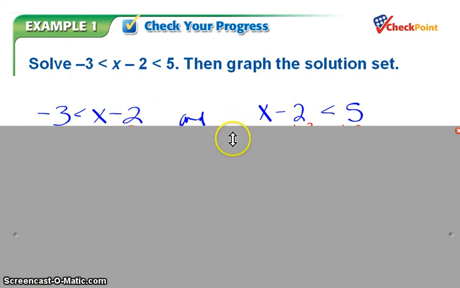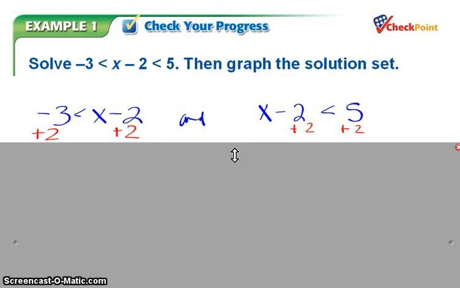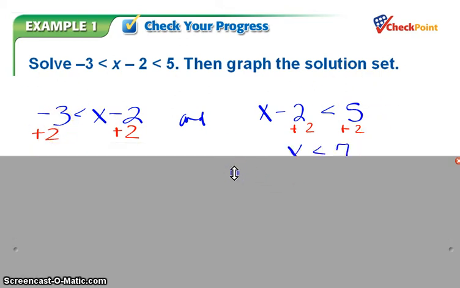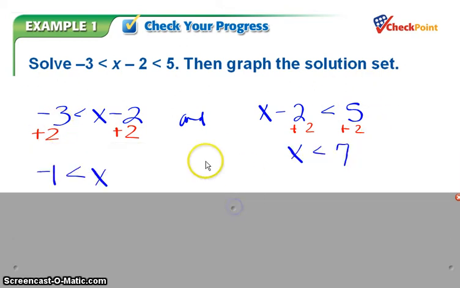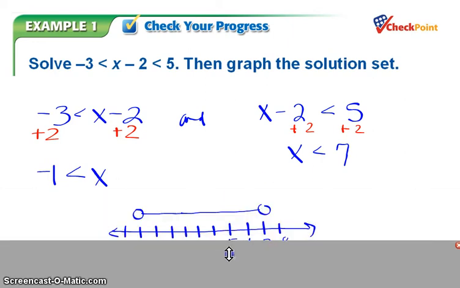Well, for both of them, you're going to have to add 2 to both sides. That's one of the nice things about this: you're pretty much doing the same thing each problem. It's just your end result that will be a little bit different. When you add 2 to both sides, you get x is greater than negative 1 and x is less than 7. If you think of that visually, greater than negative 1 but less than 7.